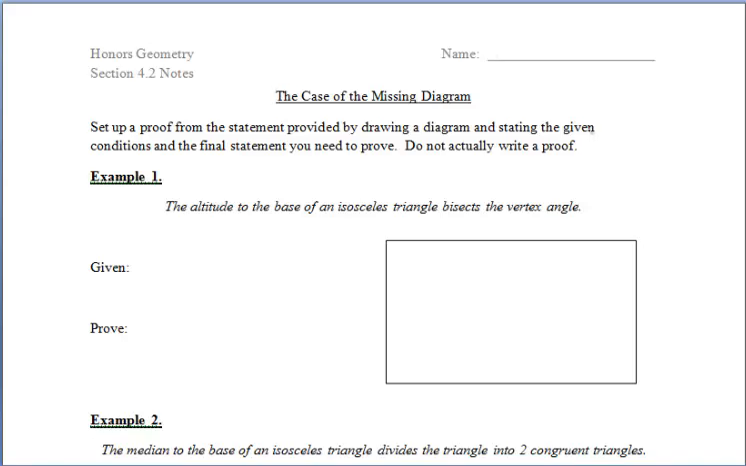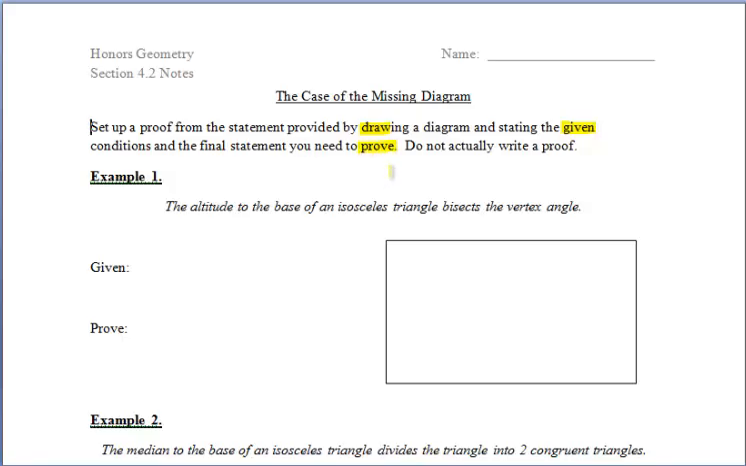In section 4.2, we'll be focusing on the case of a missing diagram. So you'll be reading a statement here, coming up with a diagram, a given, and proof statement. So you're kind of working backwards in a sense. The first thing that you want to do is make sure that you draw a diagram and label it however you'd like. And then you want to state the given information and what you want to prove.